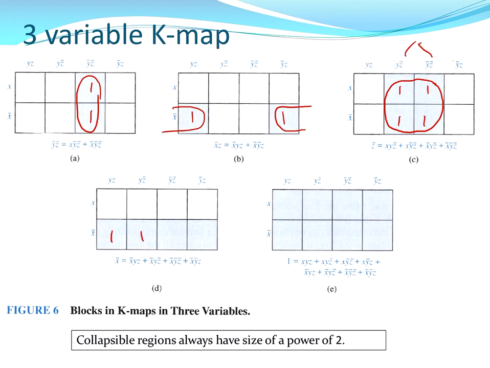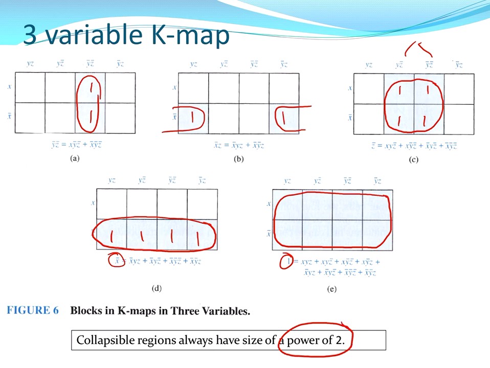In part D, if we had 1s in all these blocks, I would cover it with a grouping of size 4 in this way, and the only thing that doesn't change in this grouping is x bar. Finally, if I have 1s in all of the cells, I can cover it with a single grouping, and in that case the whole expression always has a value of 1. Remember, the collapsible regions always have to have a size that is a power of 2, and they have to be compact. They can't twist around. They've got to be squares or rectangles.